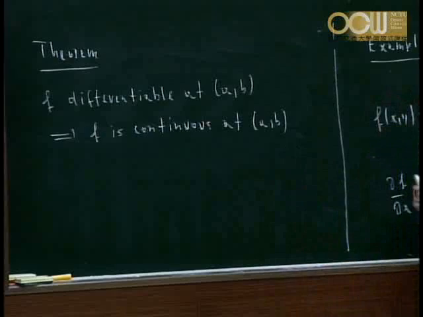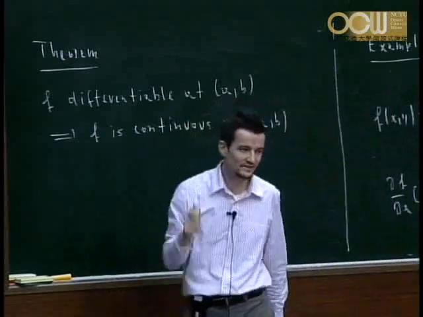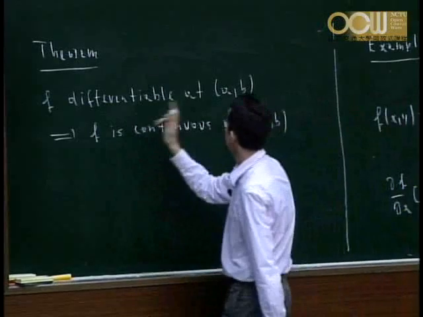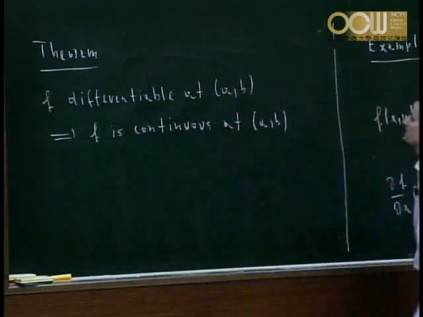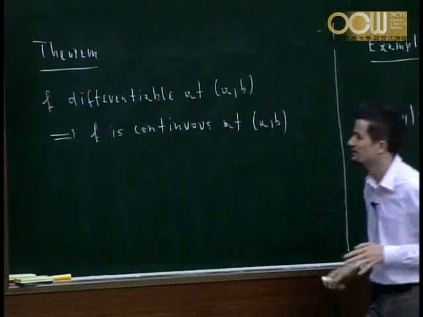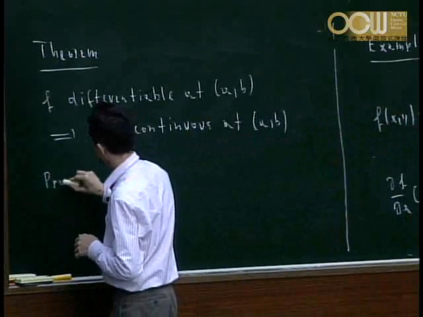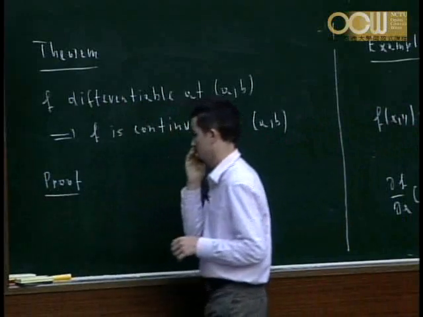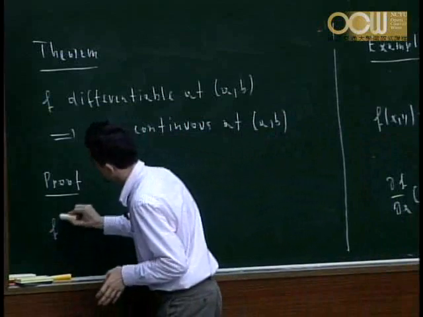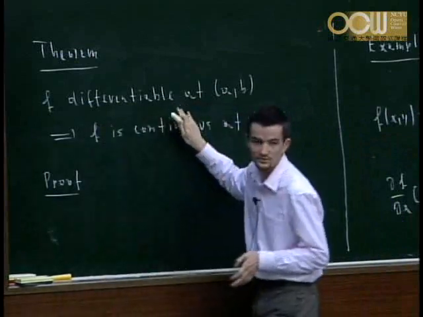You shouldn't be confused here. This always means differentiable and continuous as a function of two variables. So if f is differentiable at (a, b), then f is continuous at (a, b). This, of course, is easy to prove. This is actually an exercise in our textbook, but it's so easy that I show it to you. So what does it mean? F is differentiable. What does it mean?